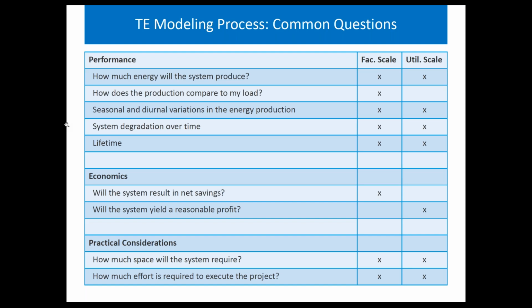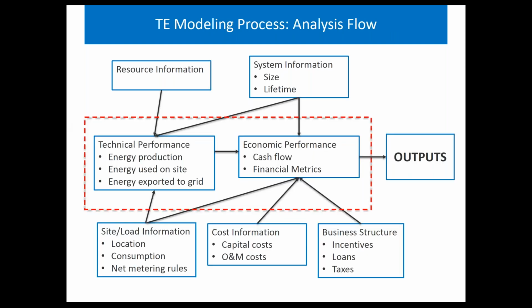So next slide. This next one is a little bit messy. I apologize for that, but basically it's the analysis flow, especially if you're using a techno-economic modeling tool. And so the tool itself is kind of inside the red dotted box there. It'll basically do two things for you. It'll estimate the technical performance, and then a lot of that information then feeds into your economic performance, and then spits it out as your outputs. And so the boxes on the outside are basically information you need to feed into your modeling.